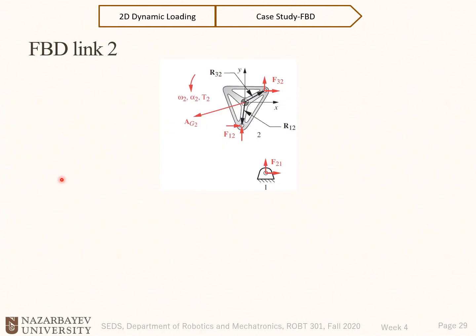So again, same as any other problems, we need to break our system into bodies. Here we have the free body diagram of link 2. What do we have? We have acceleration of the center of gravity, Ag2. We have forces on the pin of the support, F12, the force applied from body 1 to body 2. And we have F32 on this pin from body 3 to body 2.